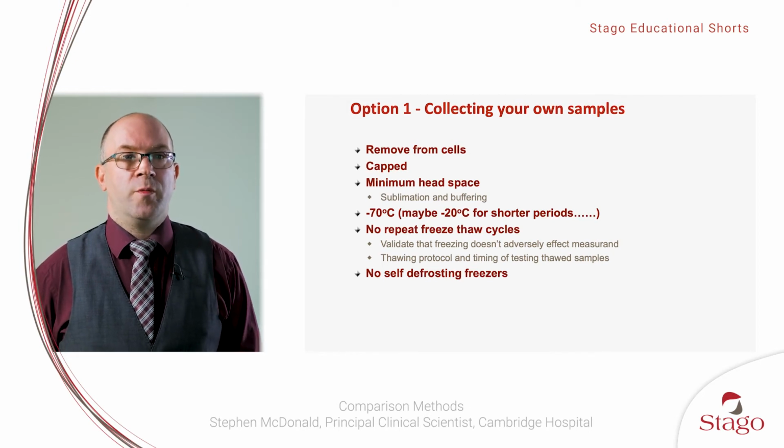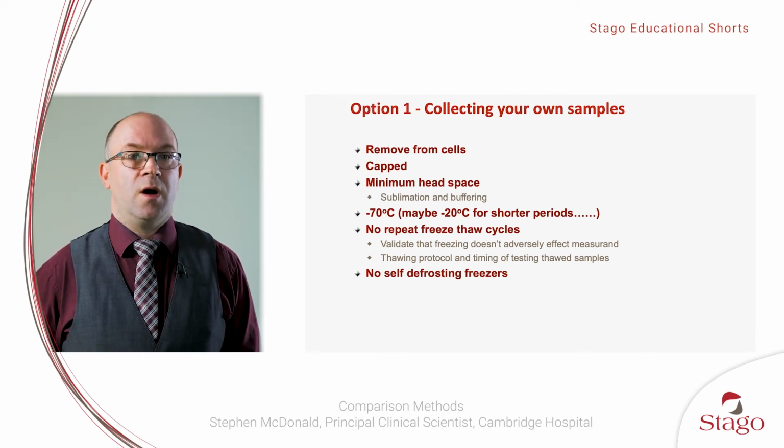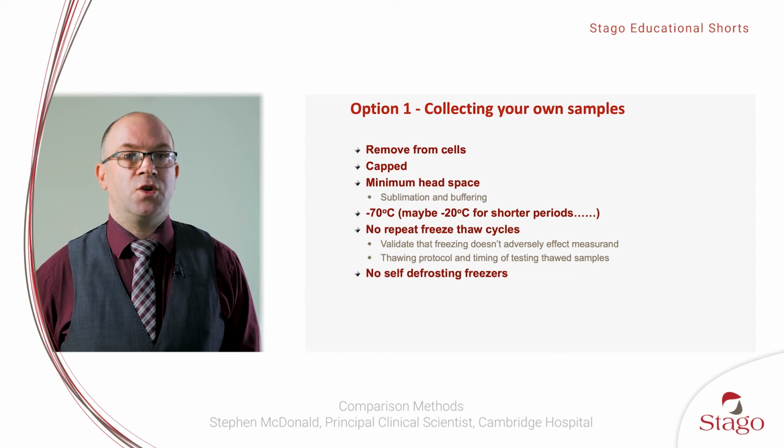We know that repeatedly freezing and thawing plasma samples will impact on certain measurands' activity. So if we are storing them down and we're planning on using them for multiple runs, aliquot them out into a number of aliquots, again taking care with the headspace and making sure that they're capped. But make sure if you're going to defrost a sample, you defrost it, you run it once, and that's all it's used for. It's not used after that.